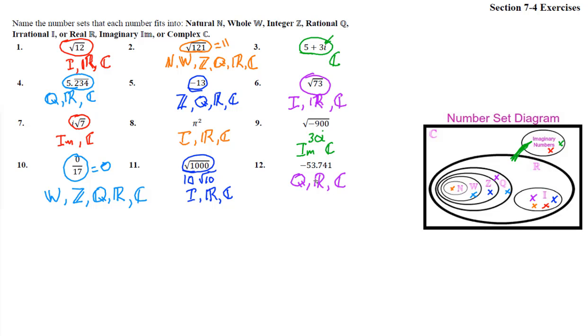Now I want to note that this is part of the complex numbers because it's negative 53.741 plus 0i. Same thing happens with all of these real numbers. This is negative 13 plus 0i, 11 plus 0i. So all the real numbers fall inside the complex numbers, and all the purely imaginary numbers fall inside the complex numbers. Good.